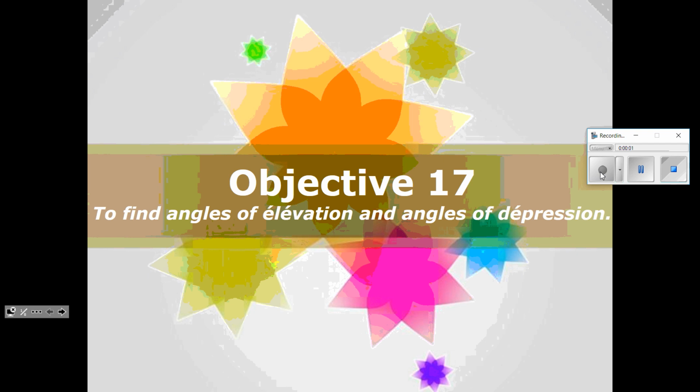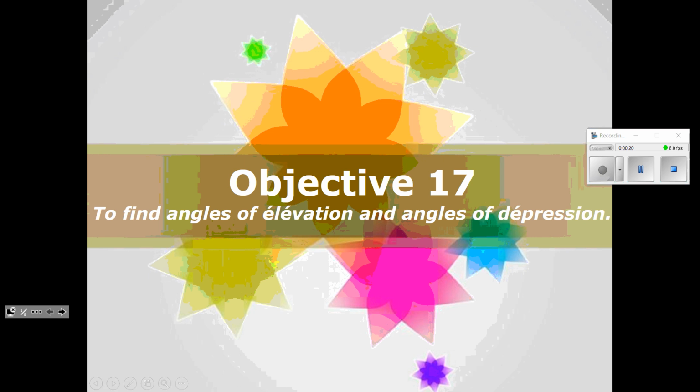All right, so we are starting 17 today. We are going to talk about finding angles of elevation and angles of depression. So we are working the same thing that we did yesterday with our right triangles. We're going to be drawing right triangles, but basically it's going to be in word problem format.